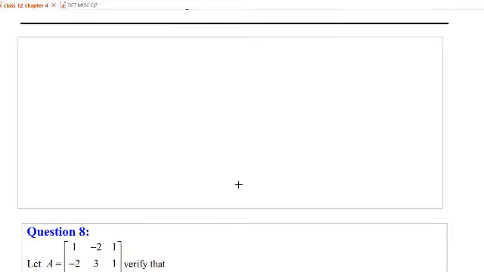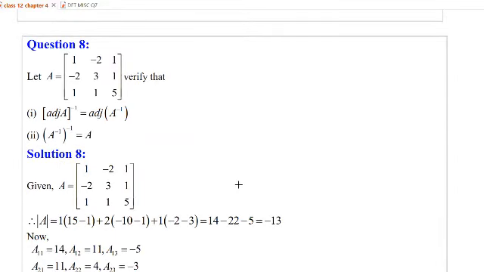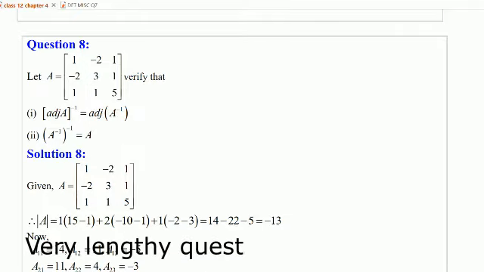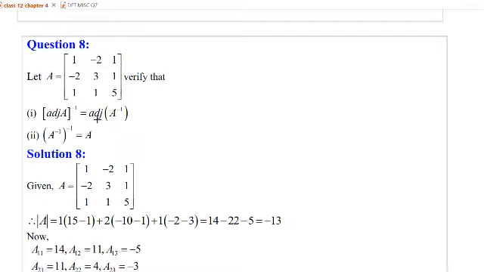So now we'll do question number 8. In question number 8, matrix A is given and we have to verify that adjoint A inverse is equal to adjoint A inverse. Remember this thing, that this question may also appear for 1 mark. What is adjoint A inverse equal to? The answer is adjoint (A inverse). You can understand the difference, I guess.